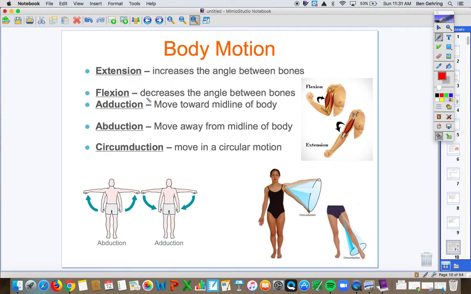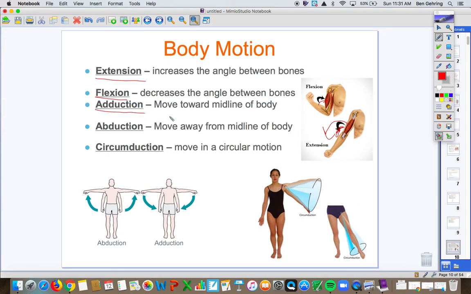So our appendages move. We have this term called extension. If you extend your arm, you are increasing the angle between the 2 bones. So with extension here, you went from this position to this position. You extended, you increased this angle found here. Flexion decreases the angle. So I took this angle and I made it shorter there. So it decreases the angle between bones.